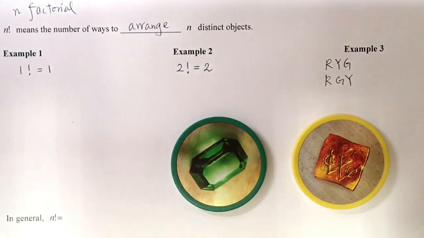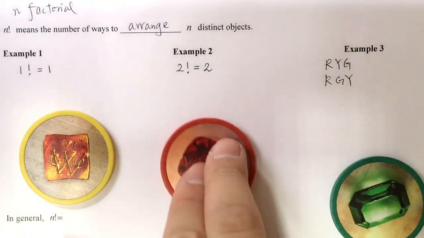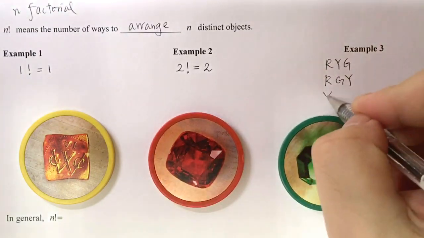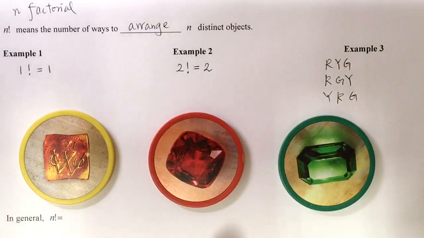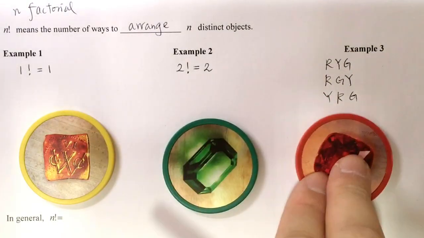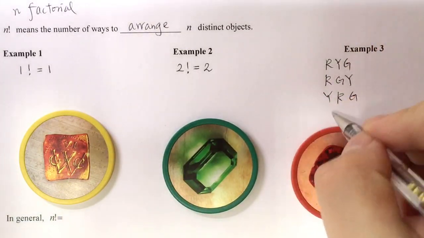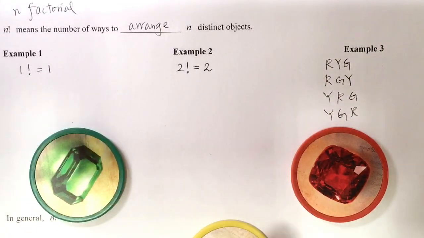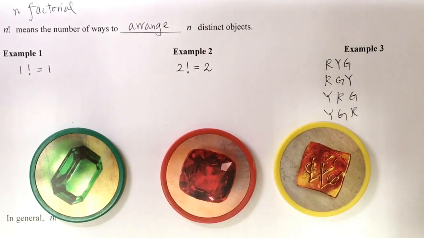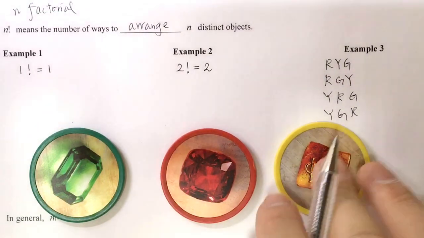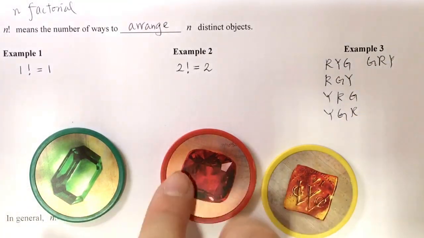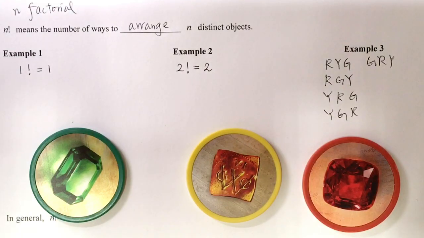Now we replace the first position with yellow, then this is a totally new arrangement, right? So we have yellow, red, and green. Reverse it, we have yellow, green, and red. Lastly, we put the green one in the front, and we start with red again: green, red, yellow. And then lastly, green, yellow, and red.